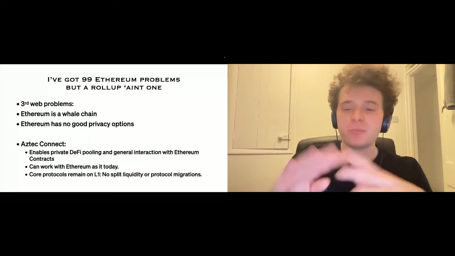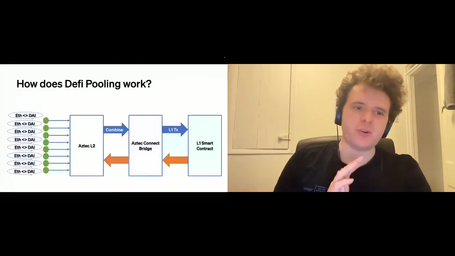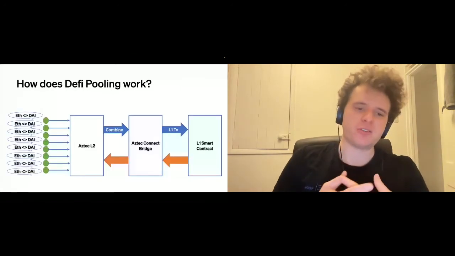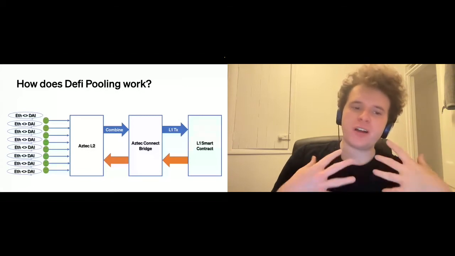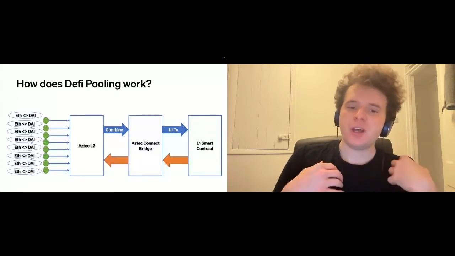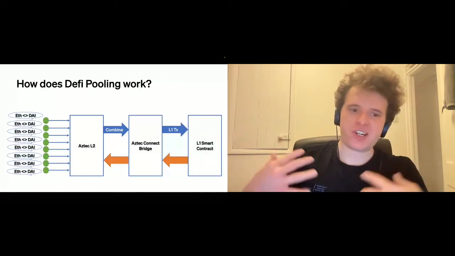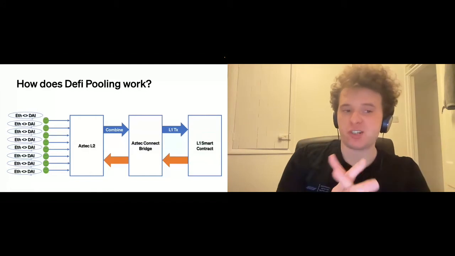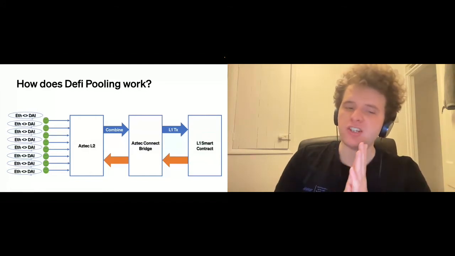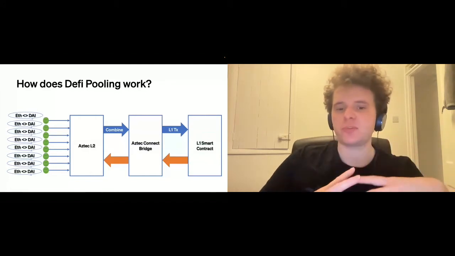So briefly, we talk about DeFi pooling. How does it work? Well, imagine you've got a bunch of people that want to do the same kind of transaction, like say swap ETH to DAI on Uniswap. Well, if they all have funds on the Aztec L2, what we will do is aggregate all of their transactions together, and we do that through ZK Snarks. So each of these transfers is a private transfer, where each individual transaction is itself a ZK Snark proof.